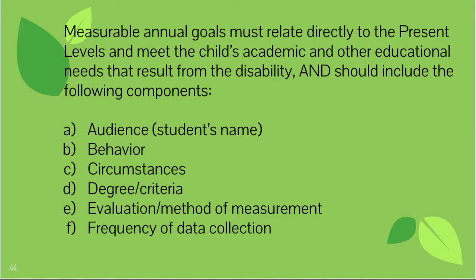And it has to have these components. And we do this A, B, C, D, E, F so that we remember the audience, which means the student's name. So who's the audience for this goal? What's the specific behavior? What are the circumstances under which they will do this behavior? To what degree or to what criteria? How will we evaluate it? And what's the frequency of our data collection?